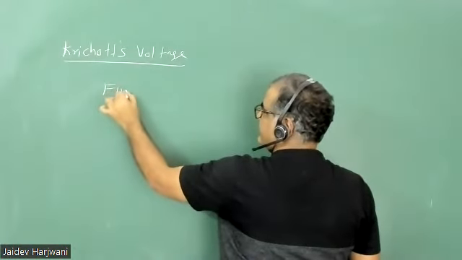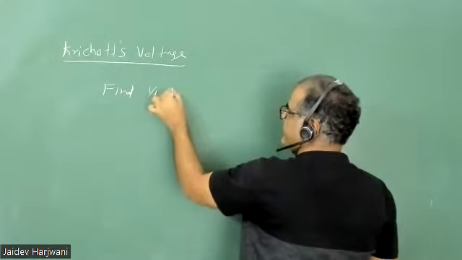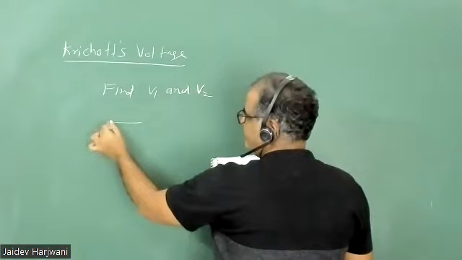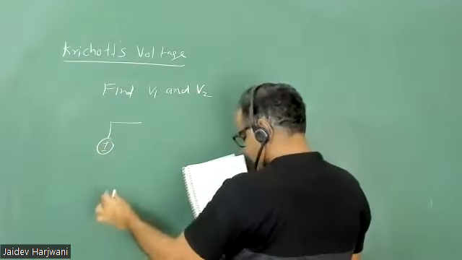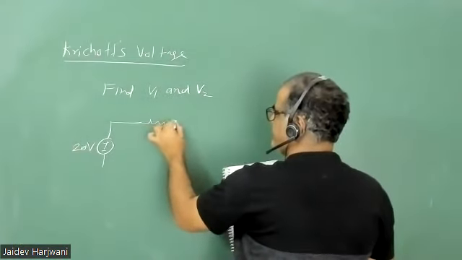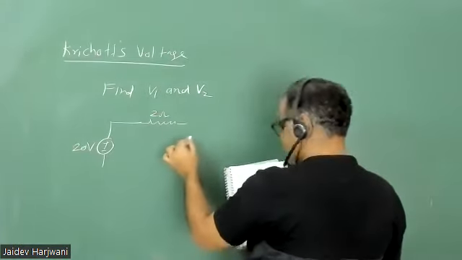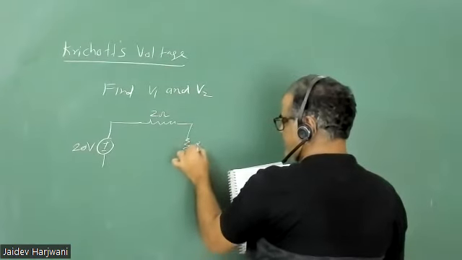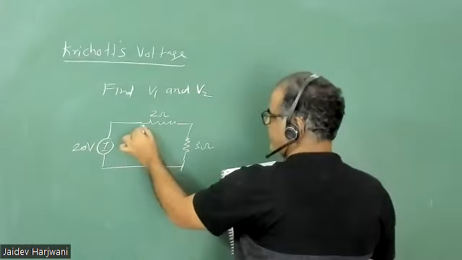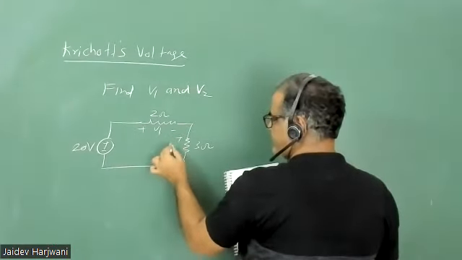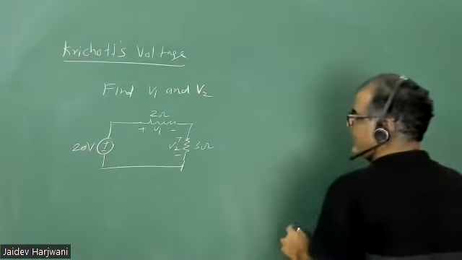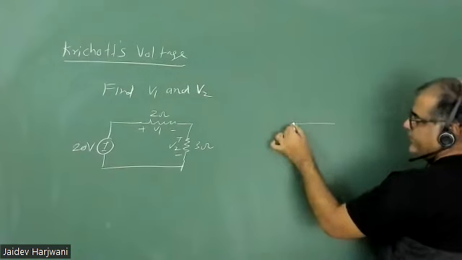In a given circuit, find V1 and V2. We'll start with simple problems first, so that we know how to apply these laws. Suppose a 20-volt battery is given, with a 2 ohm resistance and a 3 ohm resistance. The voltage drop is V1 here and V2 here. Find V1 and V2 for this circuit. Now I'm changing this circuit a little bit here.